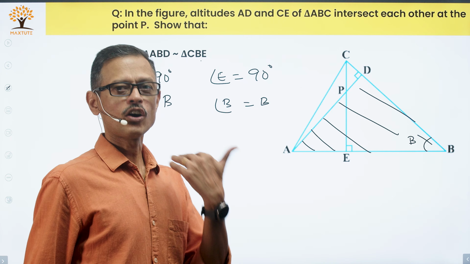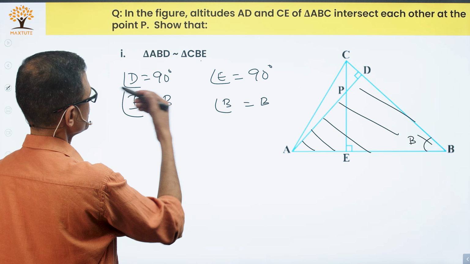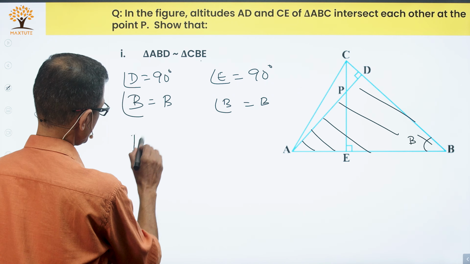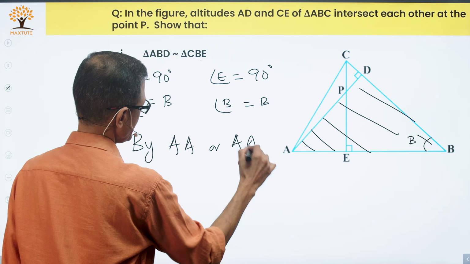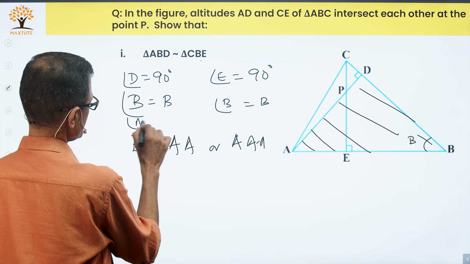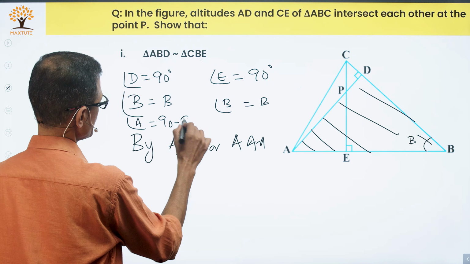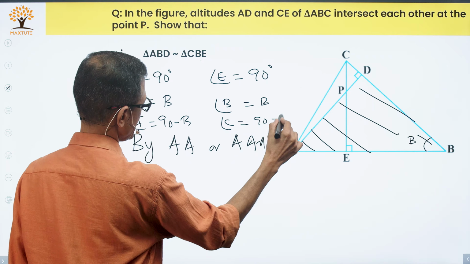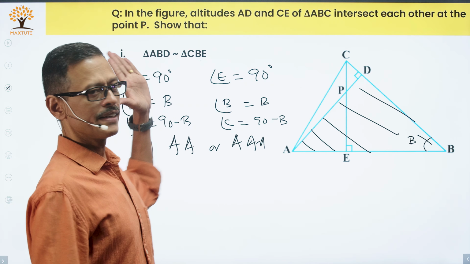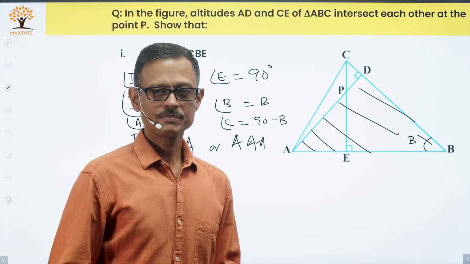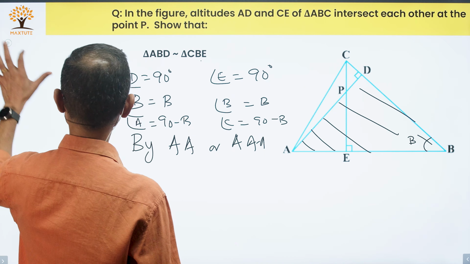So by AA or AAA, we've established that these two triangles are similar. How can we say AAA? Angle A is equal to 90 minus B, and angle C is equal to 90 minus B. So by AA or AAA, triangle ABD is similar to triangle CBE. Done.